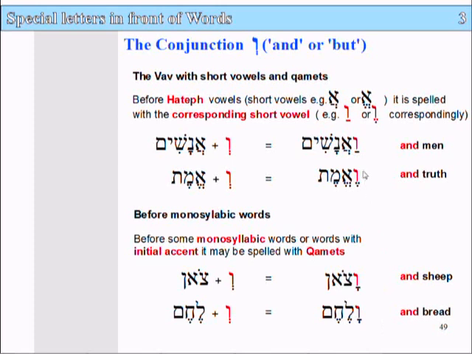So again, you don't need to memorize this, just be aware that sometimes the vav can have two dots under it, the short sound. Sometimes it can have the patach or the kametz under it, and there are a number of different rules that govern what sound is under the vav. But whenever you have a vav in front of a word, it almost always means and. It can have an oo sound as well.